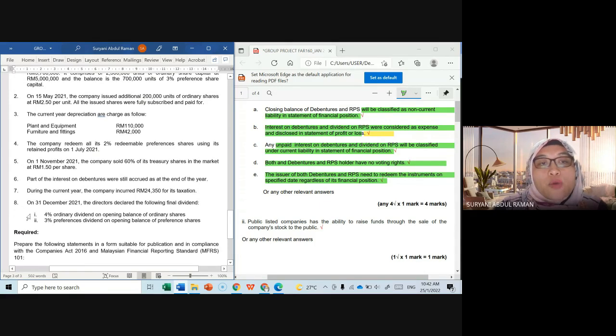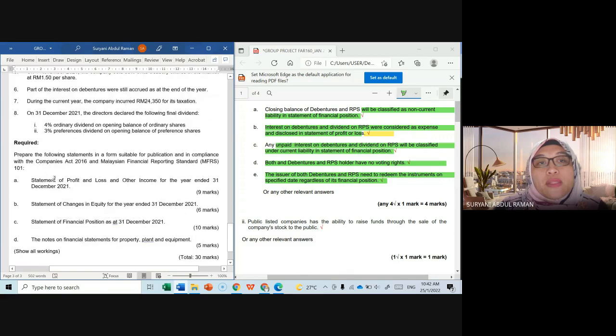You are required to prepare the following statements in a form suitable for publication and in compliance with the Companies Act 2016 and MFRS 101. We have learned what items are to be disclosed and presented according to these two regulations. So we just follow the format that we have learned and let's start to prepare the first one, the statement of profit or loss and other comprehensive income for the year ended 31st December 2021.